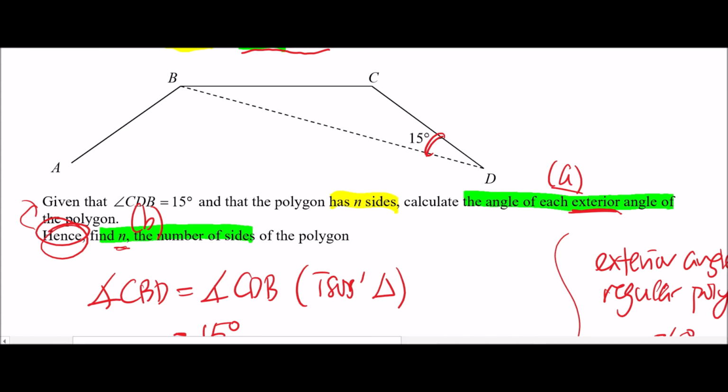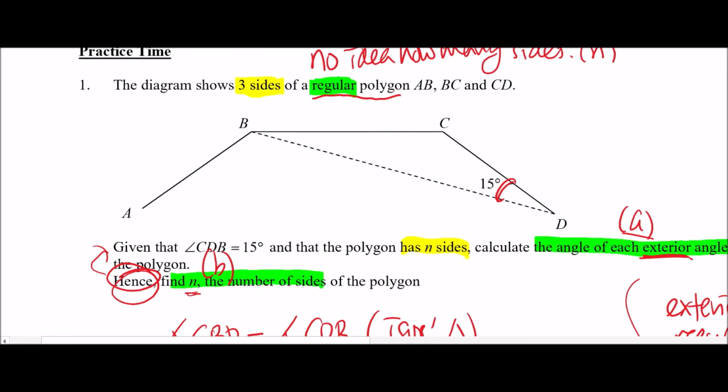So how are we going to do this? First of all, let's look at the diagram that we are given. We are only given one angle here, 15 degrees. Do we have other information? Yes, we do. This is a regular polygon. And what does that mean? This means that all these sides are equal.